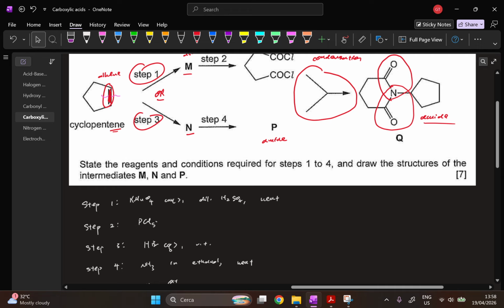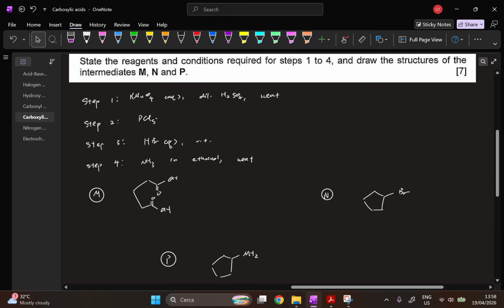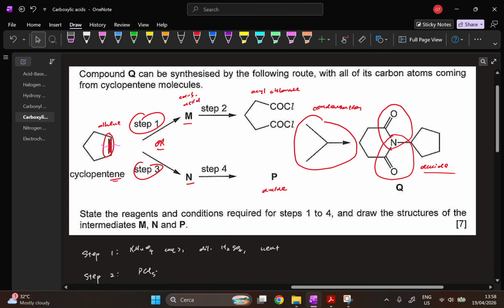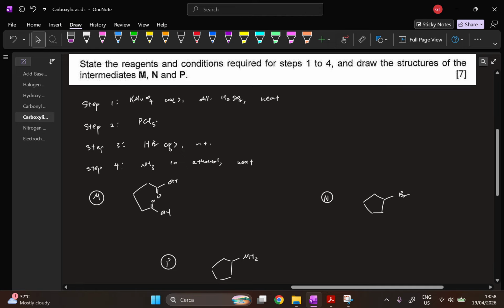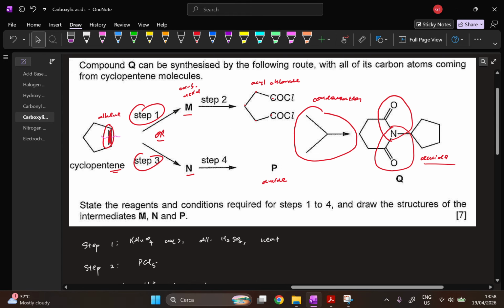Okay, so that's it for this synthesis scheme. 7 marks, 4 marks here, then 1 mark for each structure. And if you are not very secure, let's just do a final check, okay? We have 5 carbons. This one got 1, 2, 3, 4, 5 carbons. This one, P, also got 1, 2, 3, 4, 5 carbons. So total should have 10 carbons, right? Check. 1, 2, 3, 4, 5, 6, 7, 8, 9, 10. Okay, done. That's it for this question. Thank you.